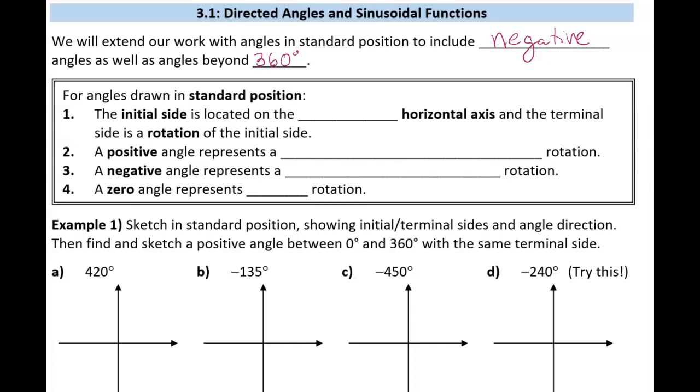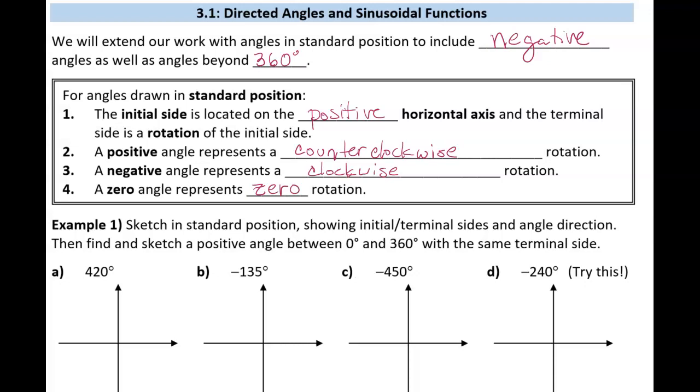The initial side is located on the positive side of the horizontal axis, and the terminal side is a rotation of that initial side. A positive angle represents a counterclockwise rotation, rotating through quadrants 1, 2, 3, 4 in order. A negative angle will rotate clockwise, in the order of 4, 3, 2, 1. A zero angle represents no rotation, or a zero rotation.